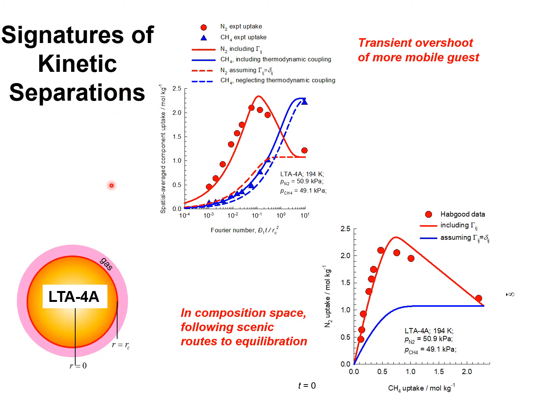There is another way in which we can plot this data, and that is in composition space. We plot the nitrogen uptake versus the methane uptake. These are the component uptakes at time t0 at the start of the experiment. And this point here is t is infinity, when equilibrium is reached.